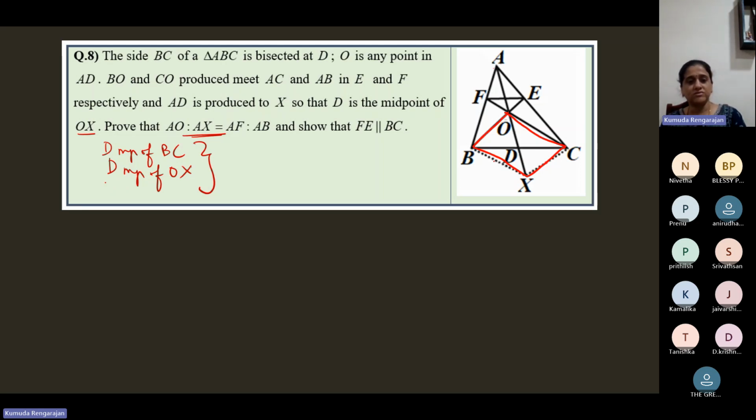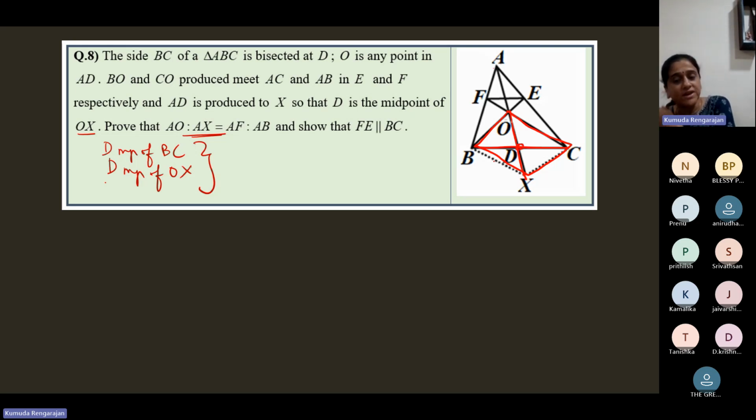D is the midpoint of BX, D is the midpoint of OX. Okay, D is the common midpoint for two line segments. So take up the quadrilateral BXCO, this one. Because here you have BC, no? And you also have OX. Why did I take up this quadrilateral? Because I have BC and OX as diagonals there. See, BC and OX. These two are diagonals of BXCO. So then how is this information helpful?